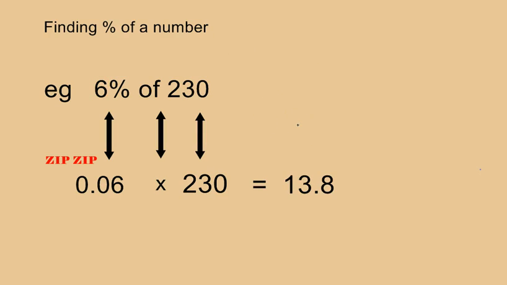13.8 is our answer. So in summary, the percentage goes into a decimal by using zip zip. The "of" becomes the times. The number goes along for the ride. Use your calculator and you're all sorted.